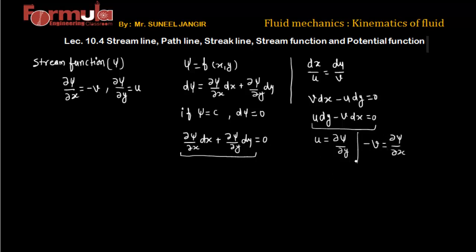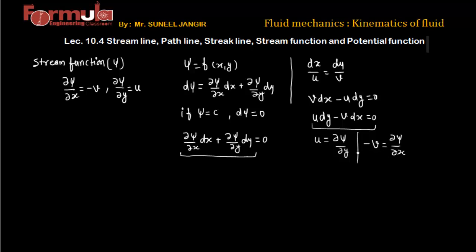Okay, so you can see this one. Actually, we are comparing these two equations. One is the equation for the streamline; in the other equation, we are simply defining a new function here. We are defining this function such that its derivative with respect to y provides the velocity in the positive x direction, and its derivative with respect to x provides the velocity in the negative y direction.